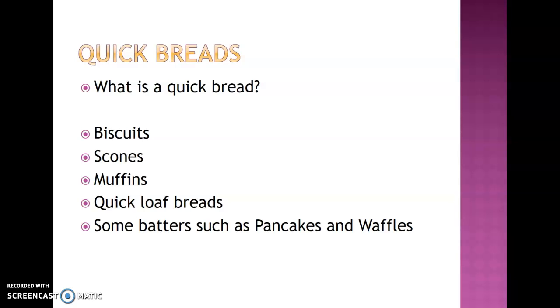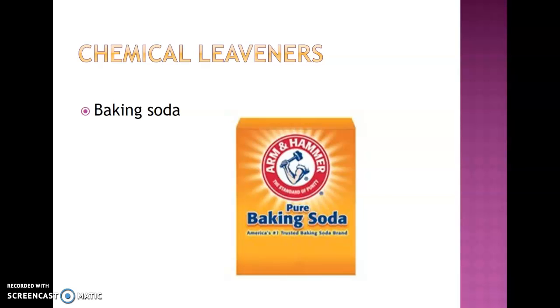But a couple examples: your biscuits, your scones, a large variety of different muffins, your quick loaf breads, which are actually the same as your muffins, just formed and baked differently, and then some batters such as your pancake and waffle batters. So going into your chemical leaveners, these are chemicals that are added into your products in order for them to rise, to cause that lifting motion in your products, to make them not dense and really tough.